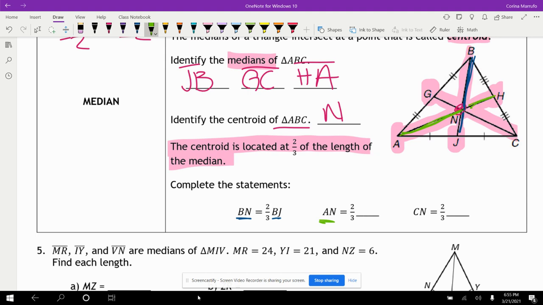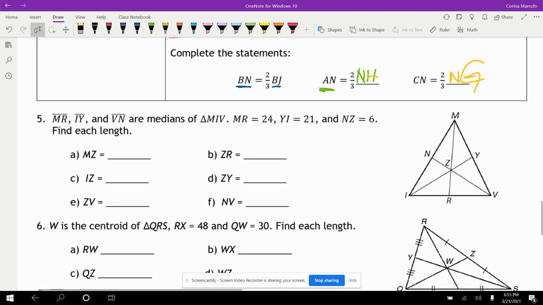So for example here, from A to N, so here's from A to N, this is 2/3 the way of N to H. And then last, the little line didn't come out. C to N, so from C to N is 2/3 the way of N to G. And I'm going to kind of explain this a little bit different from the 2/3. That'll be a little bit easier for you guys to understand. There, G. Sorry, I couldn't get the G to write.